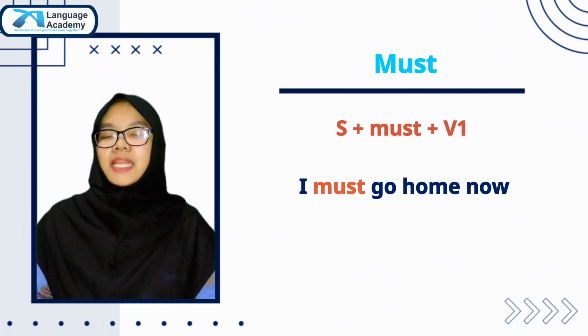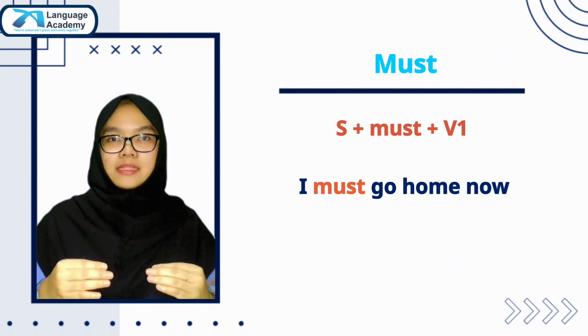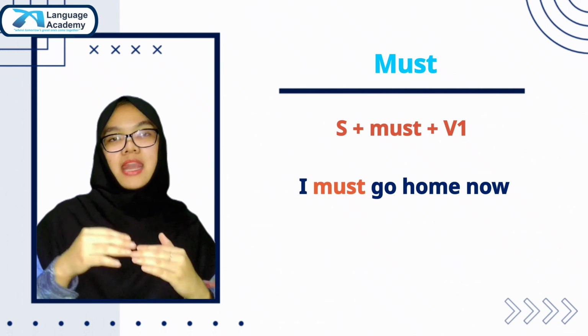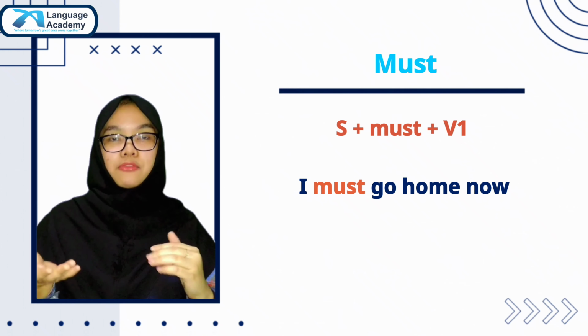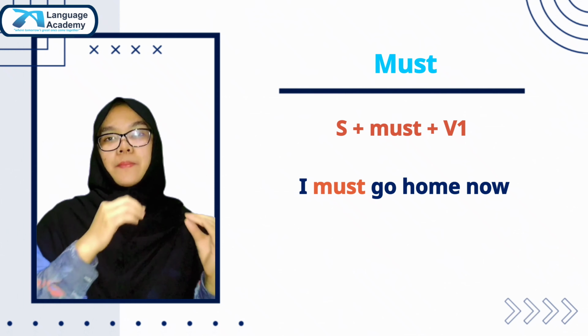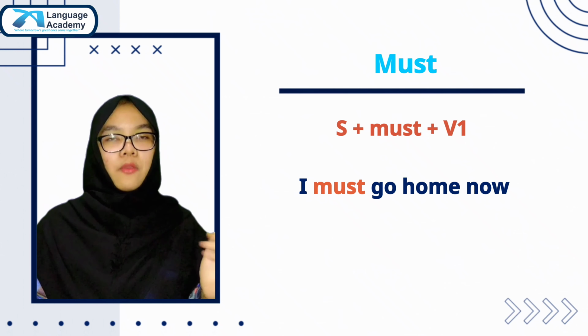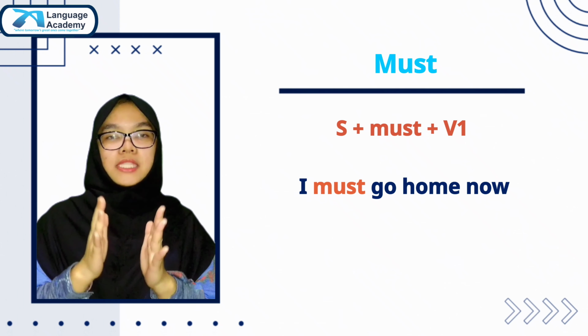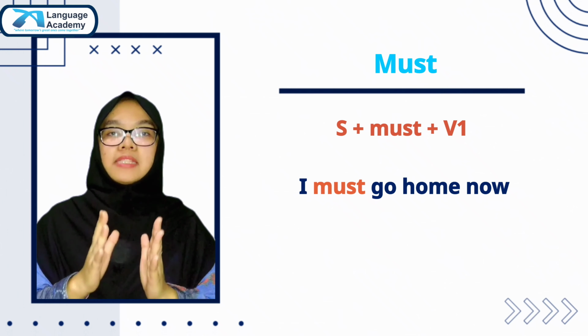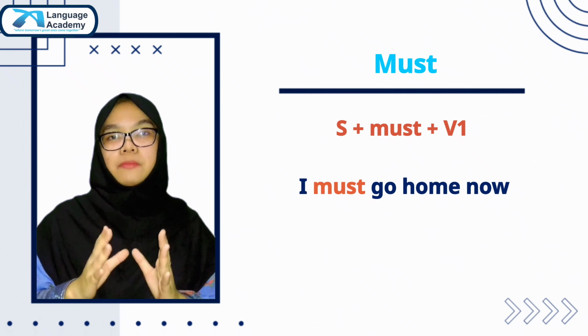Nah, teman-teman, ketika menggunakan must, kata must ini harus diikuti dengan verb satu. Seperti contoh tadi yang saya bilang, I must go home now. The word go there is verb one. Jadi must itu harus selalu diikuti dengan verb satu.